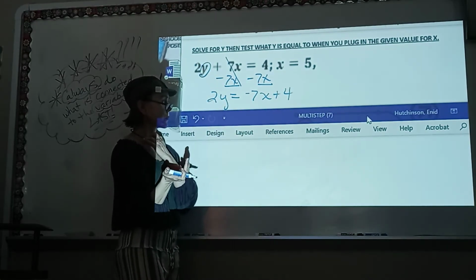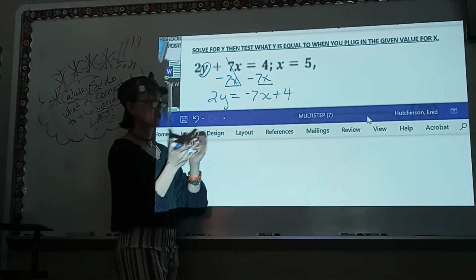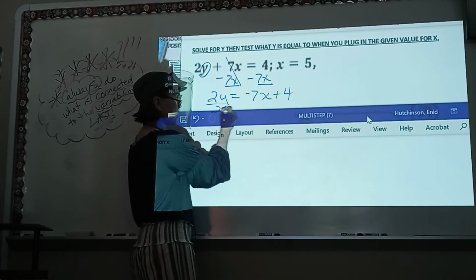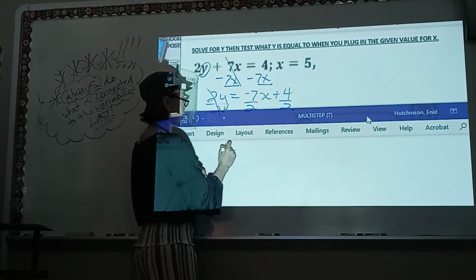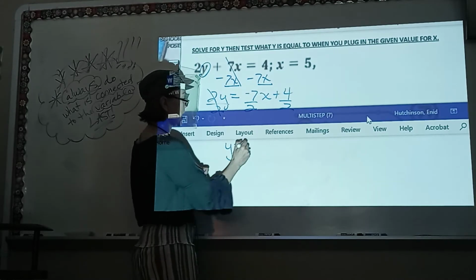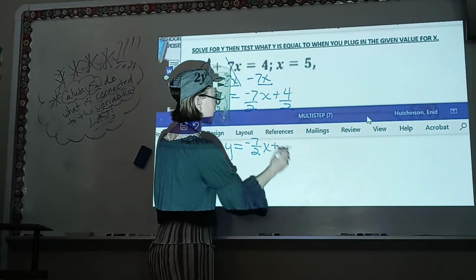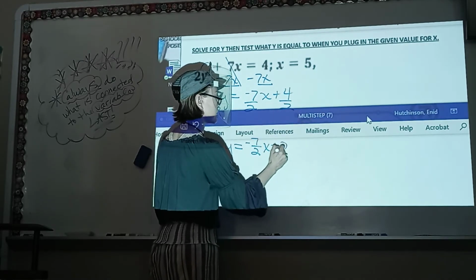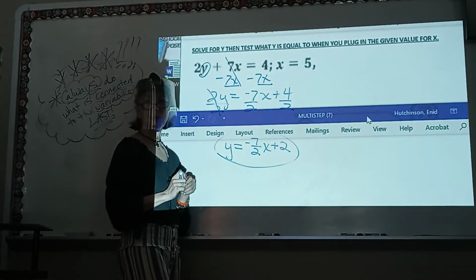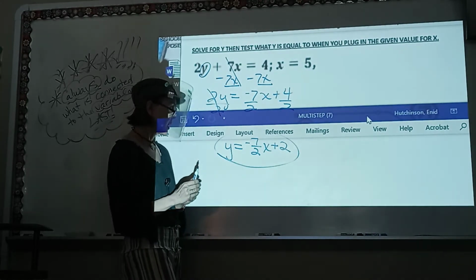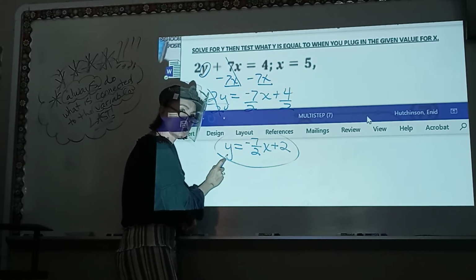Have we solved for y yet? No, we have not. What's our final step? Divide by 2, divide by 2, divide by 2. Okay, bring down your y, and y is equal to what? A negative 7/2 x, plus, now 4 divided by 2 is 2. So have we solved for y? Yes. Part 1 done.